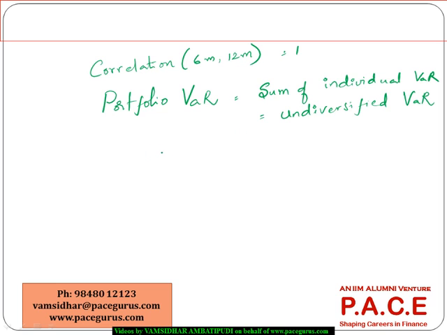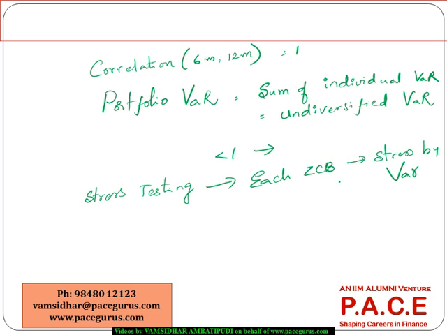So if the correlation is less than 1, then obviously, as a part of the stress testing, what could very well happen is each of the individual VARs, when I am doing a stress testing, what we could do is each zero coupon bond of that particular maturity, I can stress it by its corresponding individual VAR rather than thinking of the intercorrelations that are existing between them, especially when I see that the correlation between the various maturities is very close to 1.